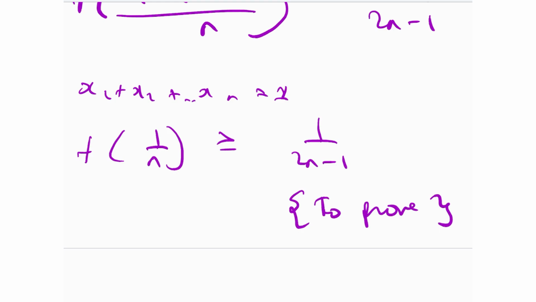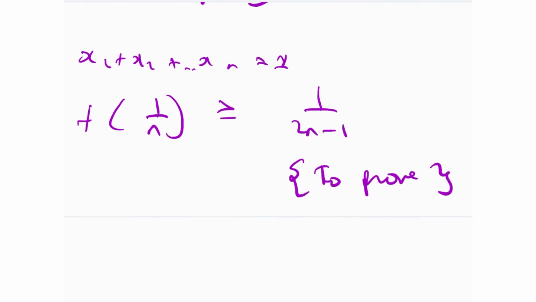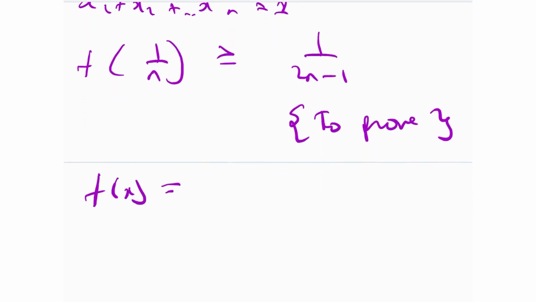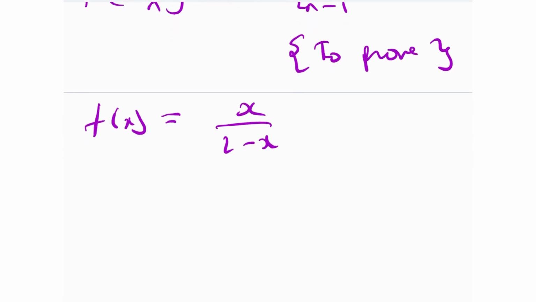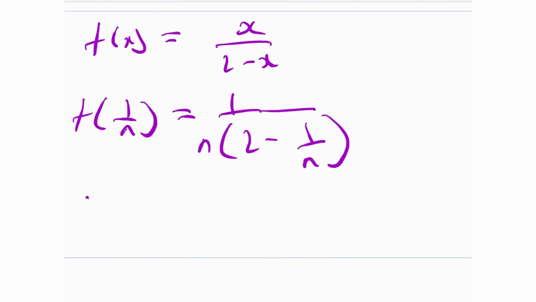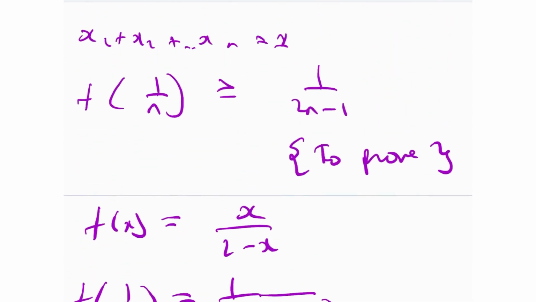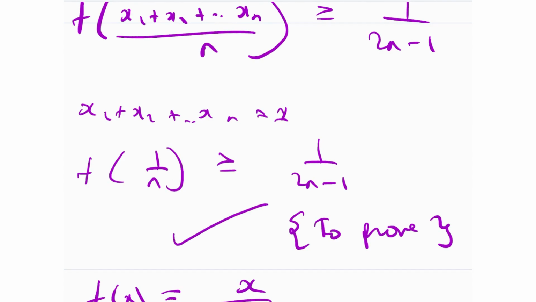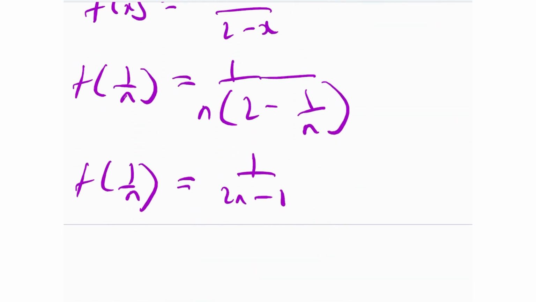Just to remind you, I haven't done any actual proving yet. I've really only simplified things down, and this I need to prove. Now, again, just to remind you, f of x, what was it? x divided by 2 minus x. Well, what is f of 1 by n? It's easy to find. Just replace x with 1 by n. So 1 by n over 2 minus 1 by n. So f of 1 by n, lo and behold, happens to be 1 by 2n minus 1. Wow, that was fascinating, right? So this is true. It's greater than or equal to. In fact, it is actually equal to. So f of 1 by n is actually equal to 1 by 2n minus 1.